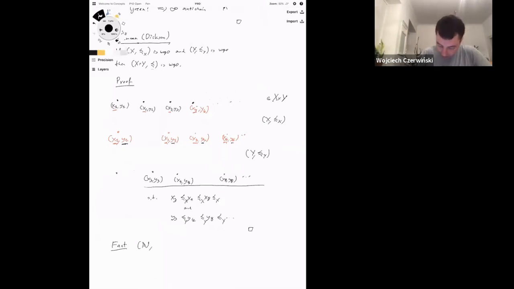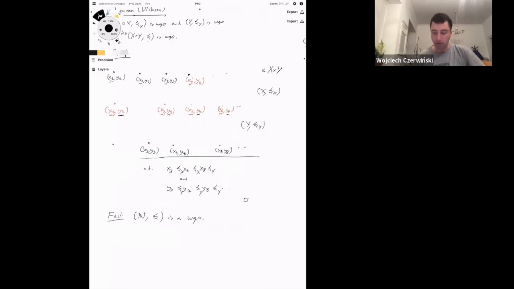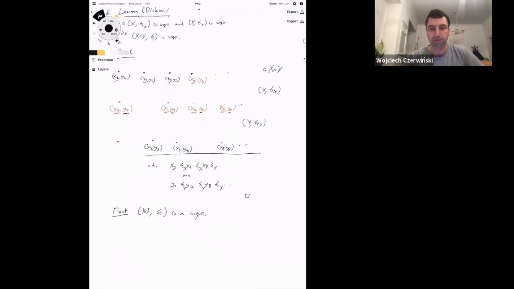Natural numbers with order is a well quasi-order. Why is this true? First of all, everything is comparable here, so there is no antichain of size 2, and so also no infinite antichain.